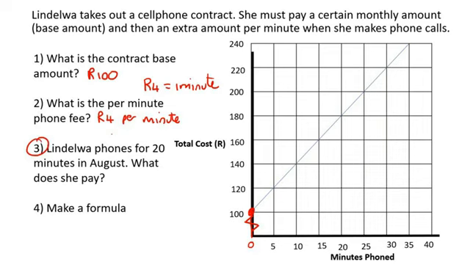This one says, Lindelwa phones for 20 minutes. What does she pay? Okay, well that's easy. You just go 20 minutes, go up, go across, 180 rand.